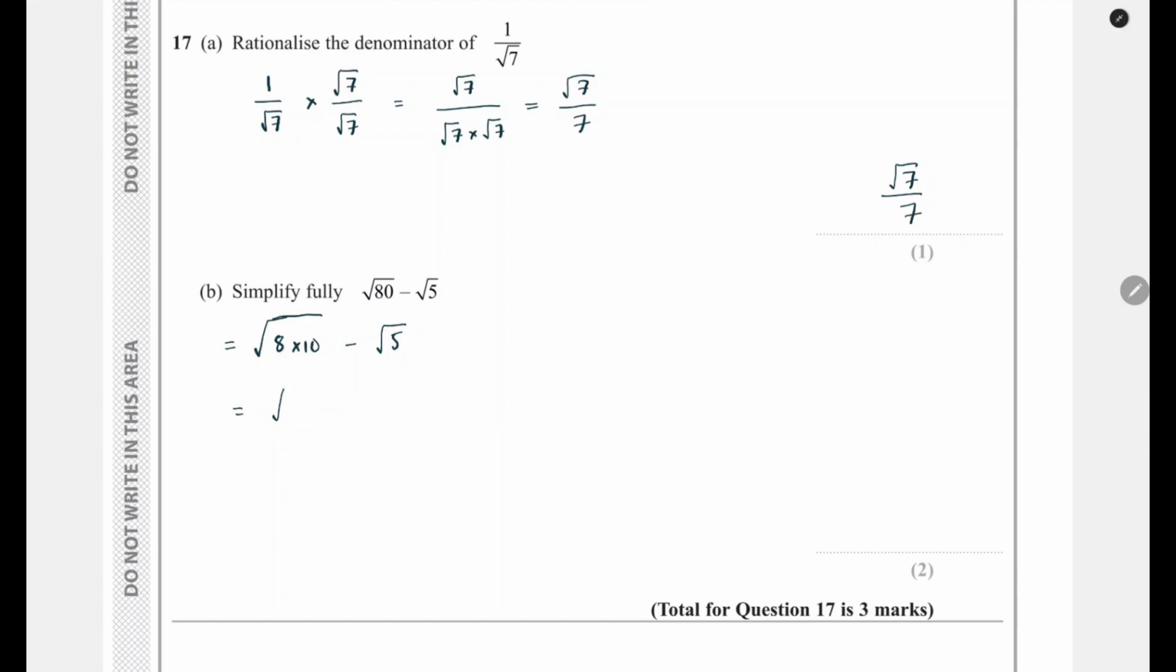We can write 8 as 4 times 2, and we can write 10 as 2 times 5, minus the root 5. 4 times 2 is 16, and we know that that's a squared number, so we can square root that afterwards. Minus the root 5. Square root of 16 is 4, so 4 root 5 minus root 5, that becomes 3 root 5. And so that is our answer.